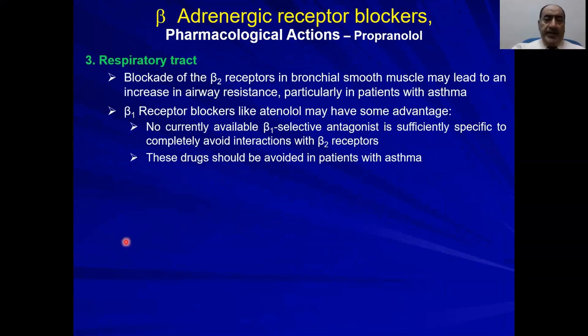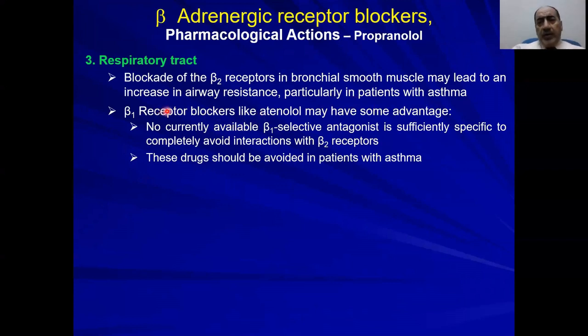On the respiratory tract, remember the bronchi have beta 2 receptors. Usually, again, the sympathetic response of the bronchi is to have bronchodilation, right? If you inhibit beta 2 by these drugs, the beta blockers, this will cause bronchoconstriction. That's why these drugs are contraindicated, specifically in patients with COPD, chronic obstructive pulmonary disease, or asthma.